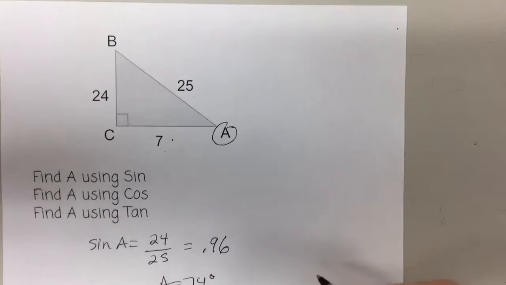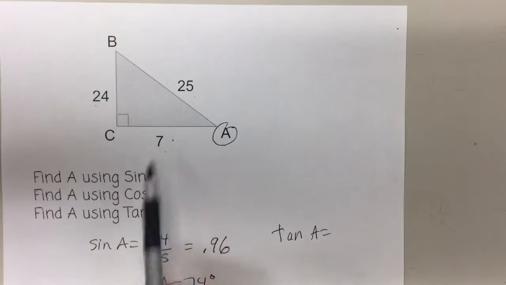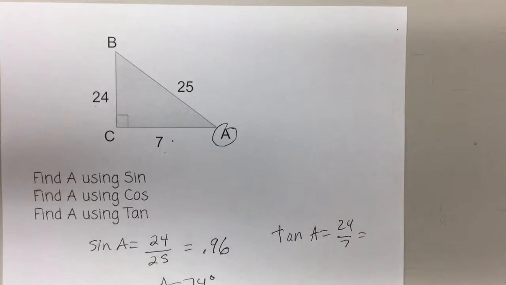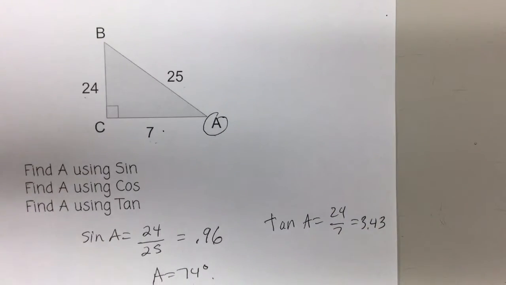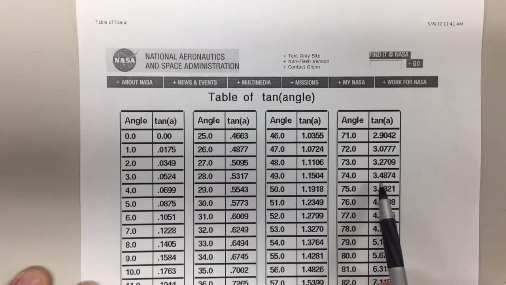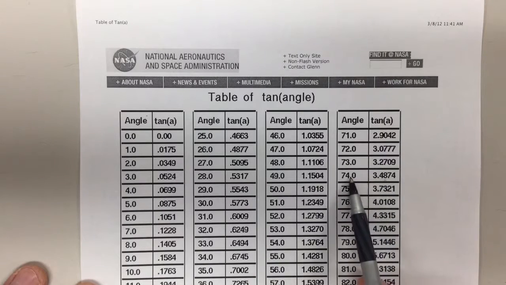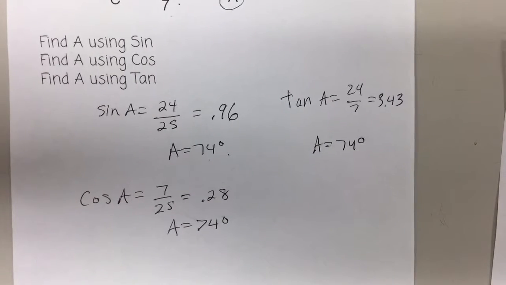And for tangent of A, I would use opposite over adjacent. Again, divide 24 divided by 7. I get 3.43. And now I would use the tangent sheet and look for 3.43, or as close as I can get to it. 3.48 is as close as I can come, so again, it's 74 degrees. So I found A using sine, cosine, and tangent.